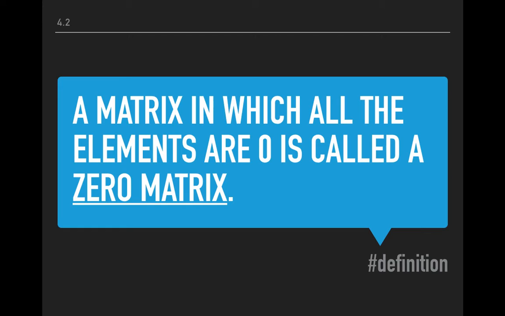What is a zero matrix? Well, it's pretty much what it sounds like. It's a matrix where all the elements are 0. So every single element inside of that matrix, no matter what size it is, no matter what the dimensions are, every single one of those elements is 0.